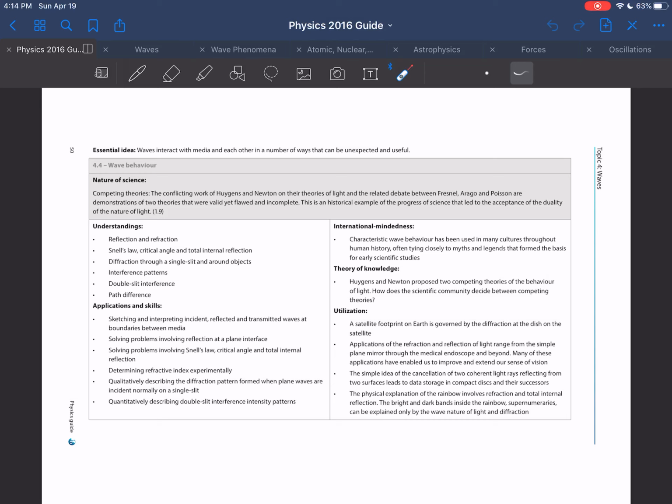Hello everyone. In this video, we will continue to examine topic 4.4 wave behavior, and in particular, we will wrap up the double slit interference, path difference, and we will examine qualitatively describing the diffraction pattern formed when plane waves are incident normally on a single slit, and quantitatively describing double slit interference intensity patterns.